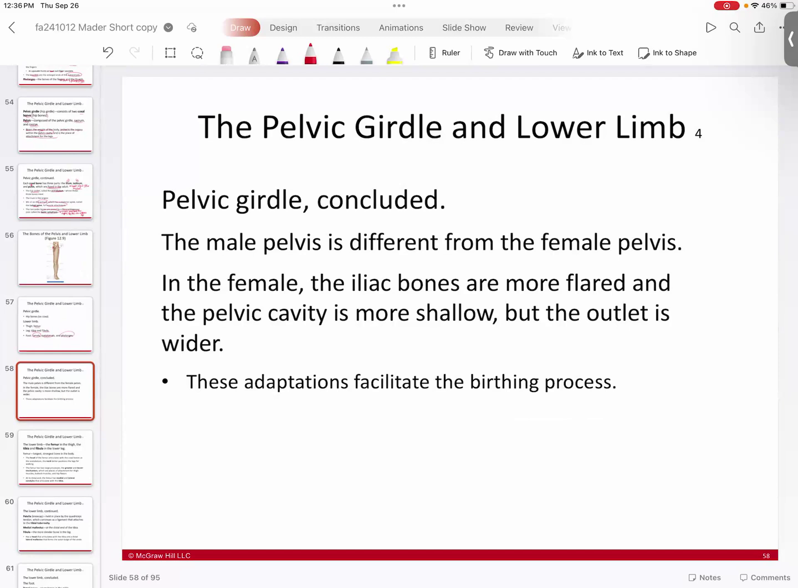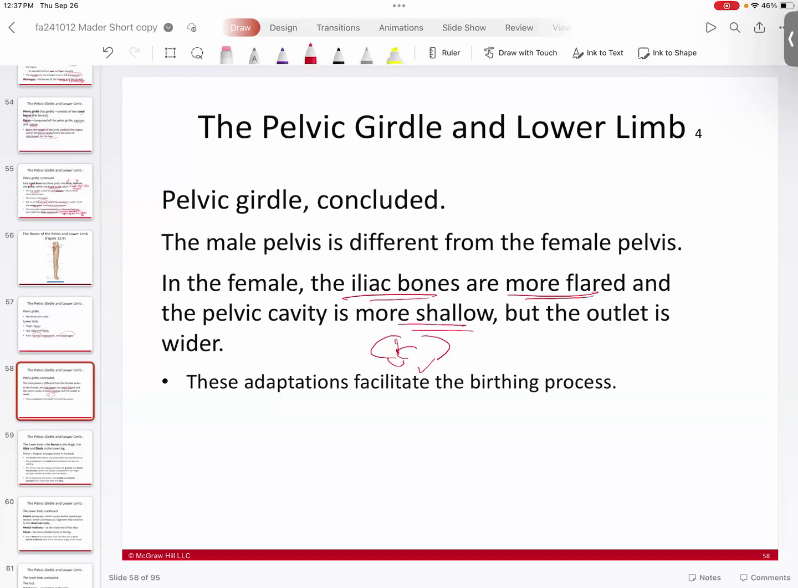But when you take a look at the male pelvis versus the female pelvis, you can actually tell male from female based on the pelvis. Because in a female, generally speaking, the iliac bones, that is to say the edge of the bowl, are more flared, and the pelvic cavity is typically more shallow. So basically it's broader in circumference and shallower in depth.